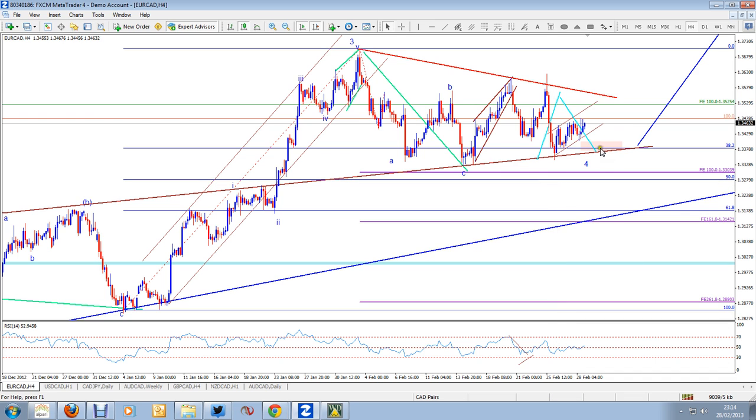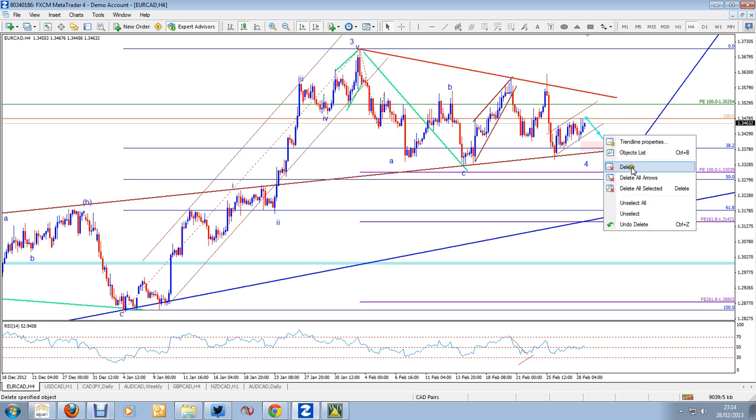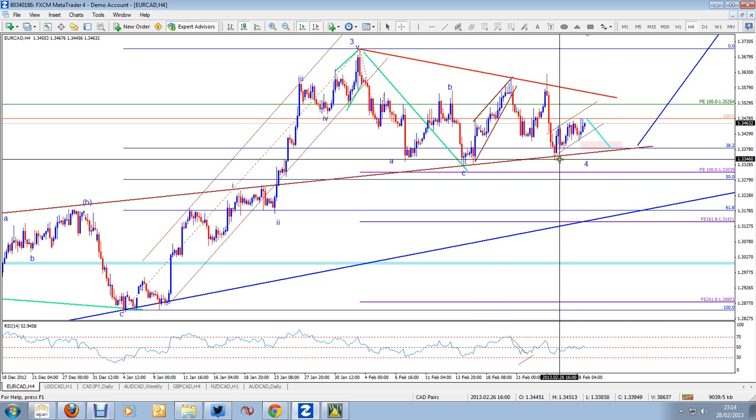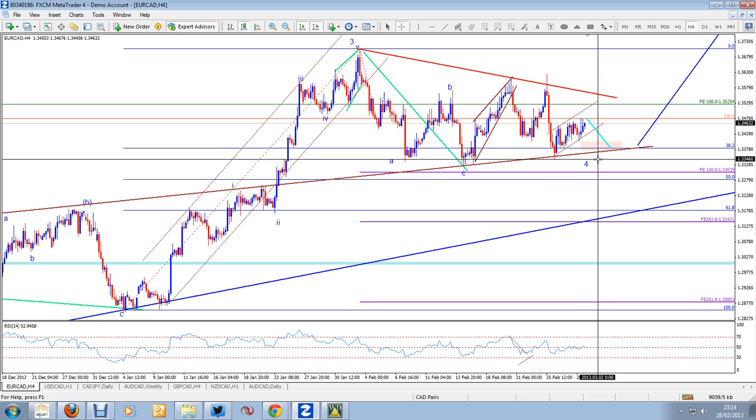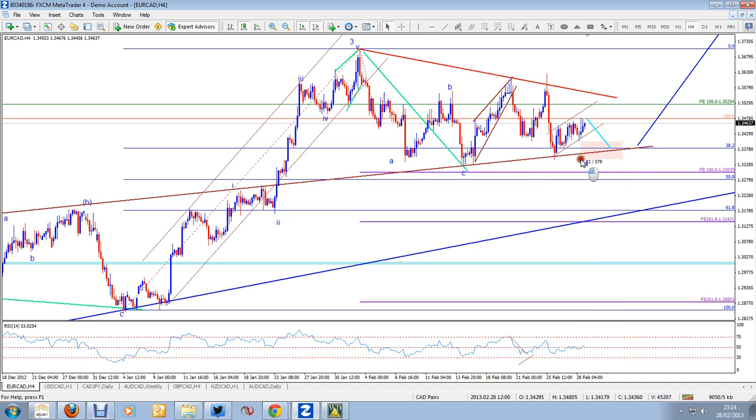So we should have another test down here. So what I'm looking for now effectively is this final leg down, which I think could easily develop tomorrow, and on back on the retest of this low, or certainly the trend line, so somewhere between 133.80 and possibly 133.50 is where I think we could be looking for a possible long entry.